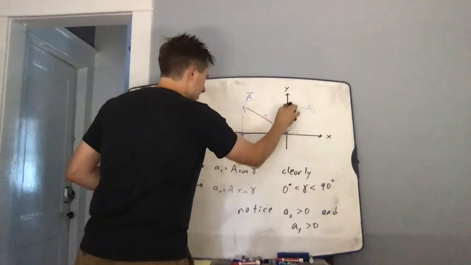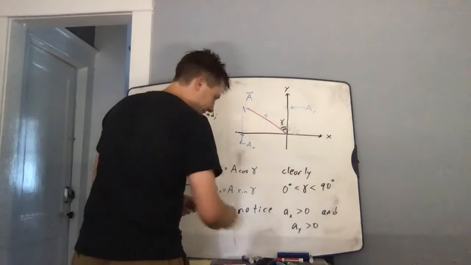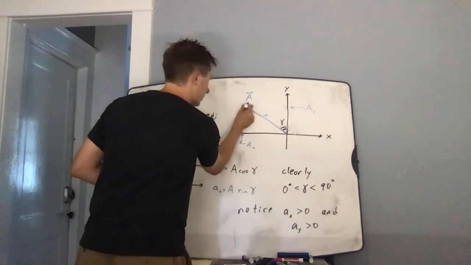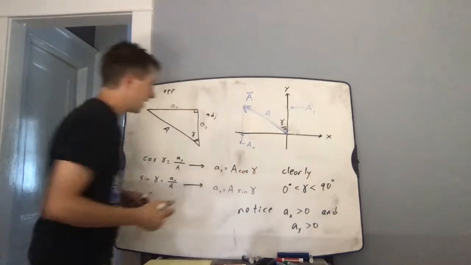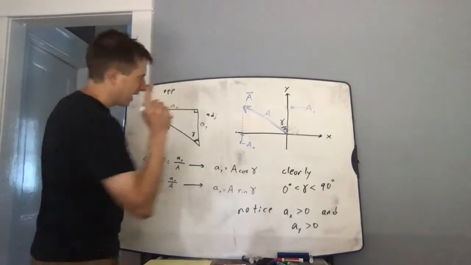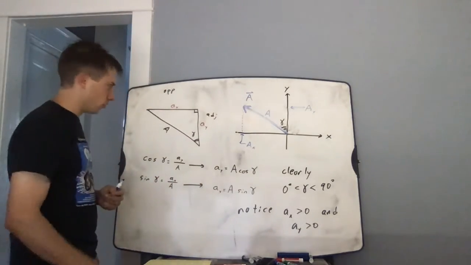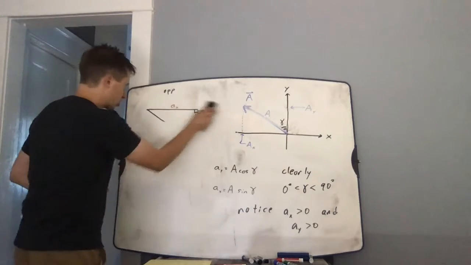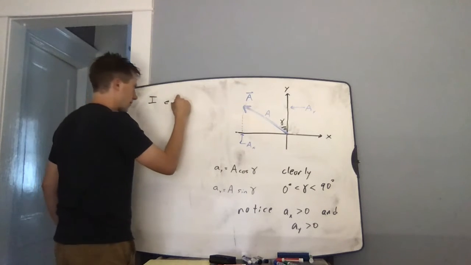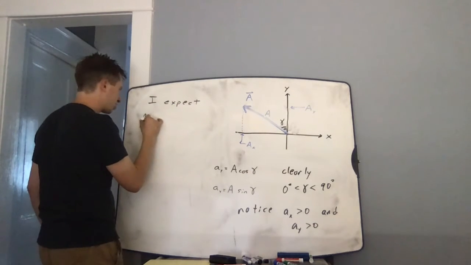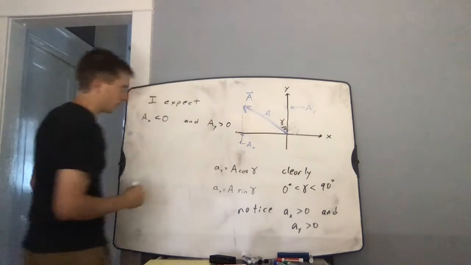In my original picture, this is my vector A. So here is my vector A. And I look at A and I then have to step back and ask, do I expect AY to be positive or negative? Do I expect AX to be positive or negative? So I look at this picture and I say, I expect AX to be a negative number and AY to be a positive number.